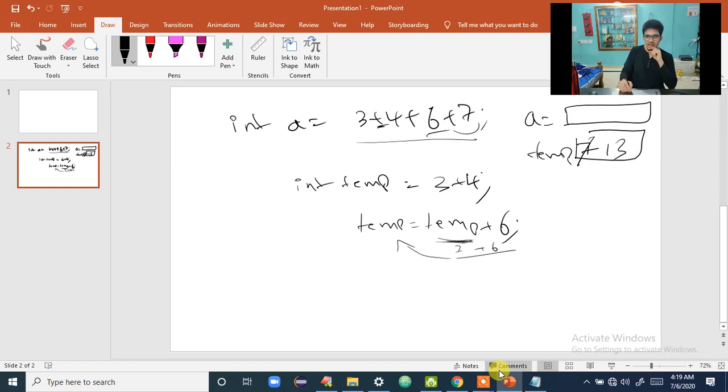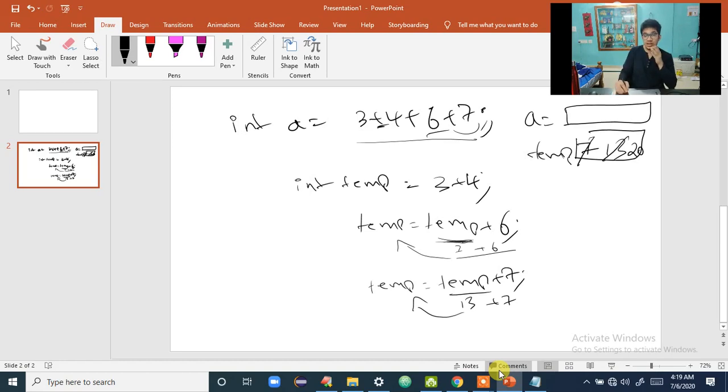Then again it will evaluate like this. It will evaluate temp is equals to temp plus 7. This is what will happen. What is the temporary memory now? It is 13 plus 7. 13 plus 7 is 20. Where are you storing the 20? In the temp. Your temp will become 20 now, like this. Then after that what will happen?